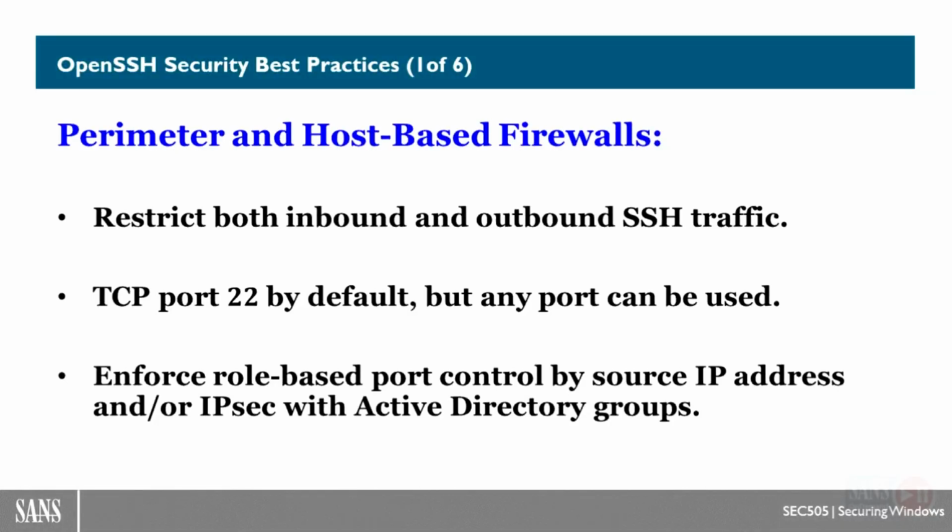Some best practices then for using SSH. It might be obvious, but it should be stated again. Your perimeter and host-based firewalls should restrict SSH traffic. SSH uses TCP port 22 by default, but be aware any port number can actually be used. Later in this course, we're going to talk about IPsec and how to combine IPsec with SSH for role-based port control. That's coming up later this week.